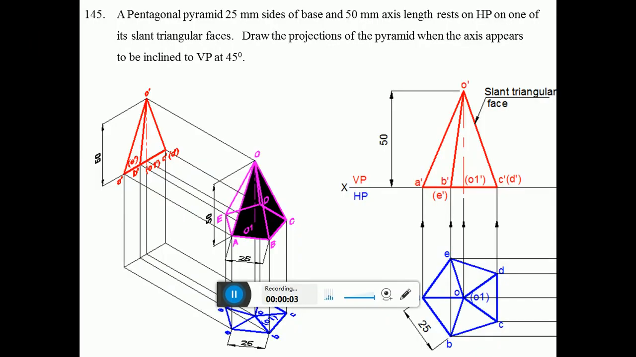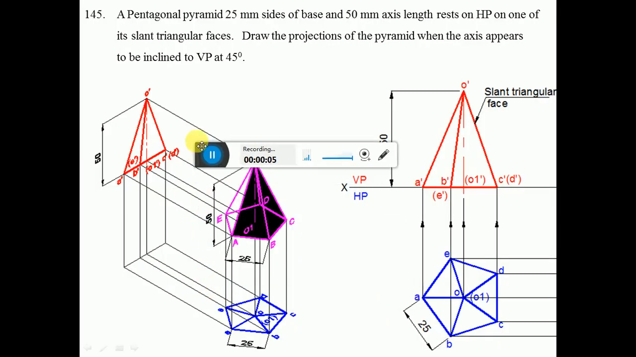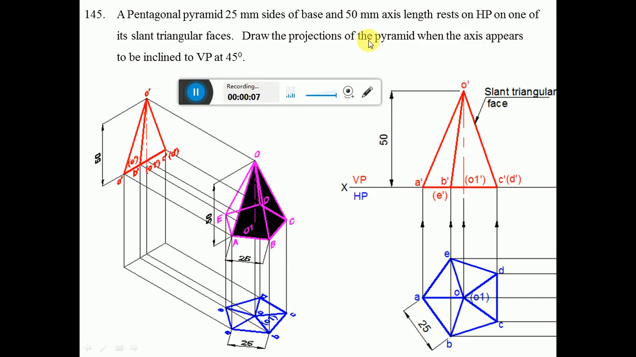A pentagonal pyramid of 25 mm sides of base and 50 mm axis length rests on HP on one of its slant triangular faces. Draw the projections of the pyramid when the axis appears to be inclined to VP at 45 degrees. Since it rests on HP, obviously we have to start the problem from HP.